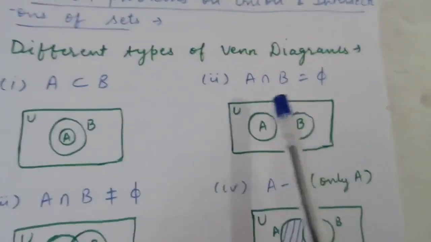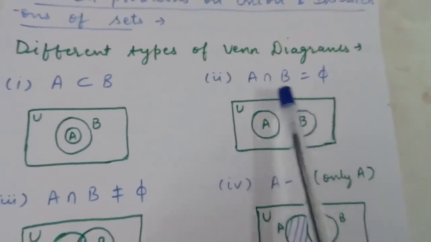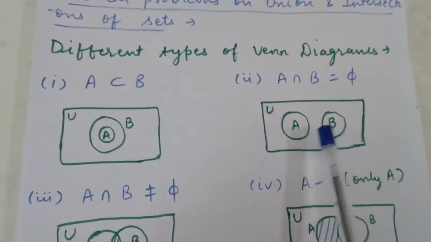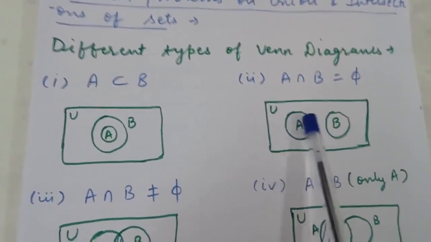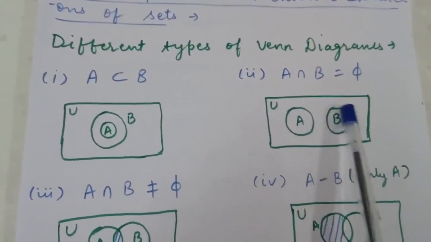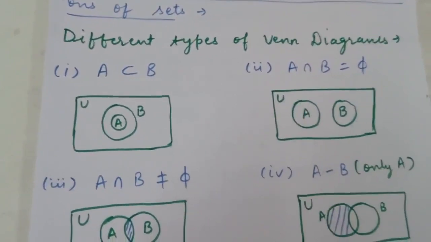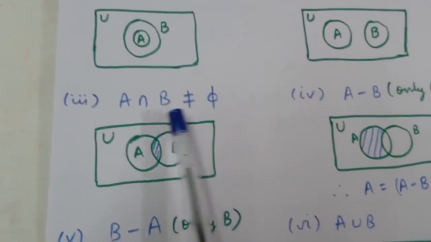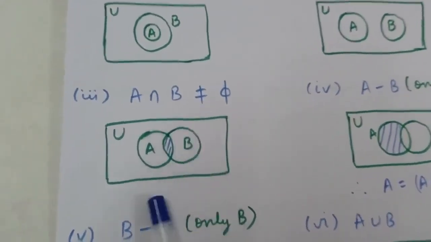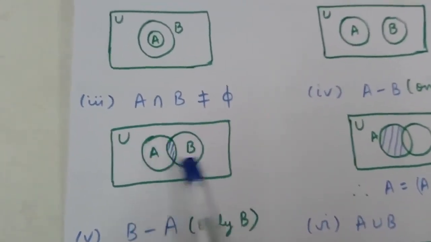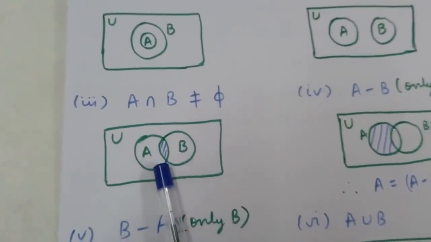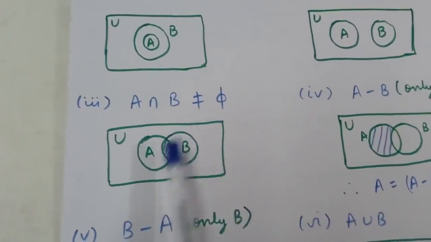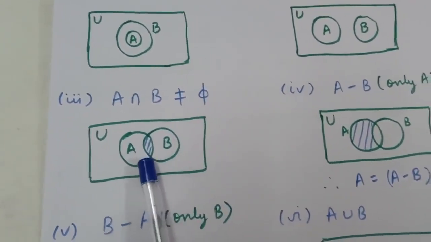Clear? Second is, A intersection B is phi. If there is nothing common between A and B, then the Venn diagram will be like this. Since there is nothing common, A will be a separate set in the universal set and B will be a separate set in the universal set. Next is, if A intersection B is not equal to phi, that is, there is something common between the two sets. So this set is A, this set is B, and the part shaded with this blue pen is A intersection B, because A intersection B is not phi, that is, A and B have something in common.